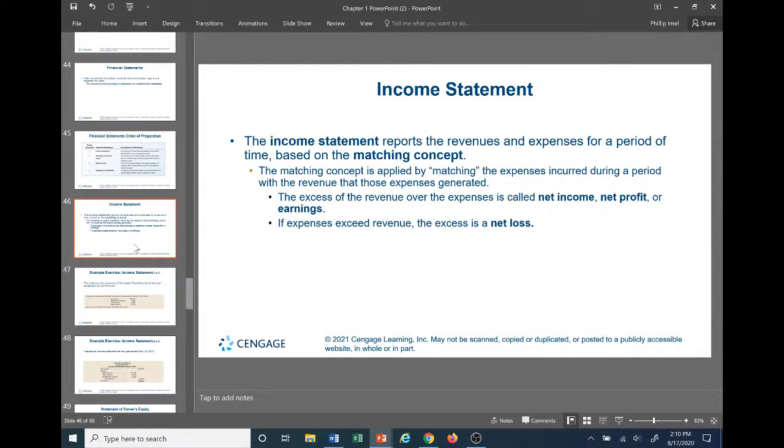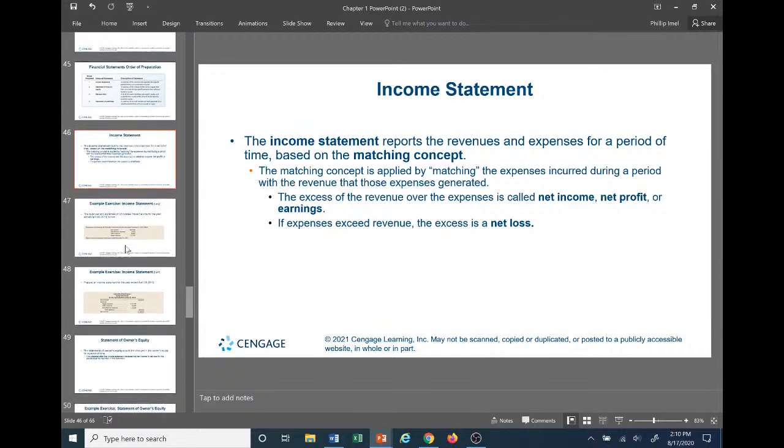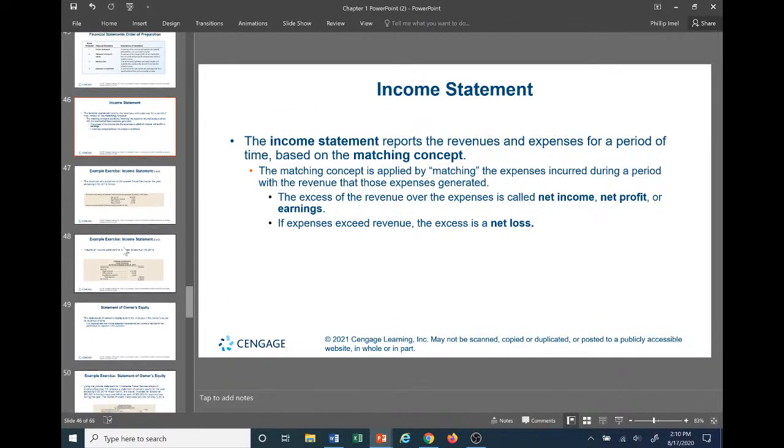So now let's look at the income statement. The income statement reports the revenues and expenses for a period of time. And this is going to be based on the matching concept. Okay, the matching concept is applied by matching the expenses incurred during a period with the revenue that those expenses generated, okay? So once again, the income statement is going to be based on the matching concept, okay? So if we're going to actually look and try to evaluate the performance of a company, then we have to match revenues with expenses, okay?